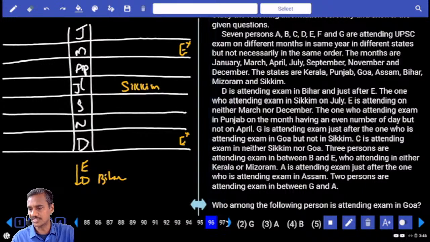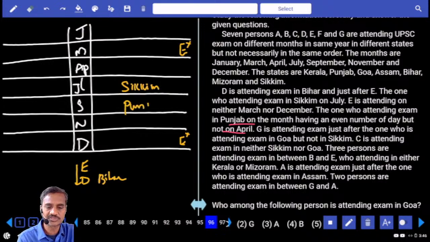The one who is attending the exam in Punjab is in a month having an even number of days, but not in April. And for Punjab, how many possibilities do we have? 2 possibilities. The one attending in Punjab can be either in the month of September or November. Now this is Punjab, and this is Sikkim, July.